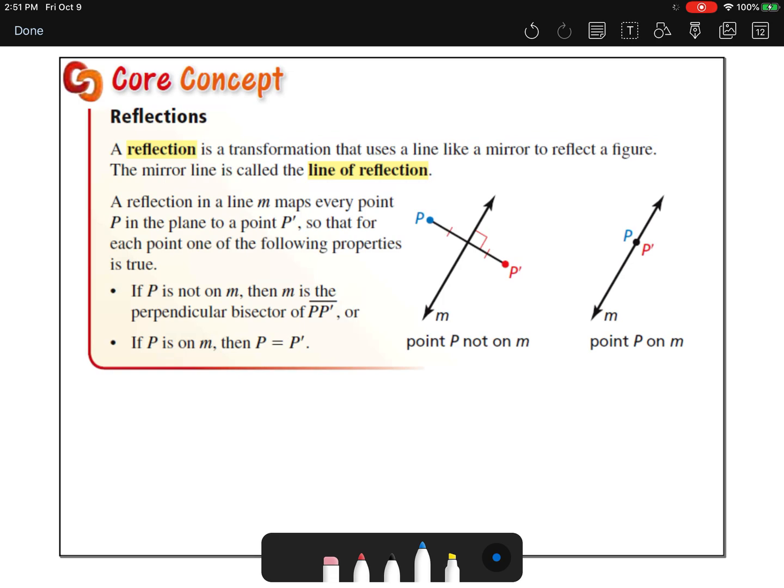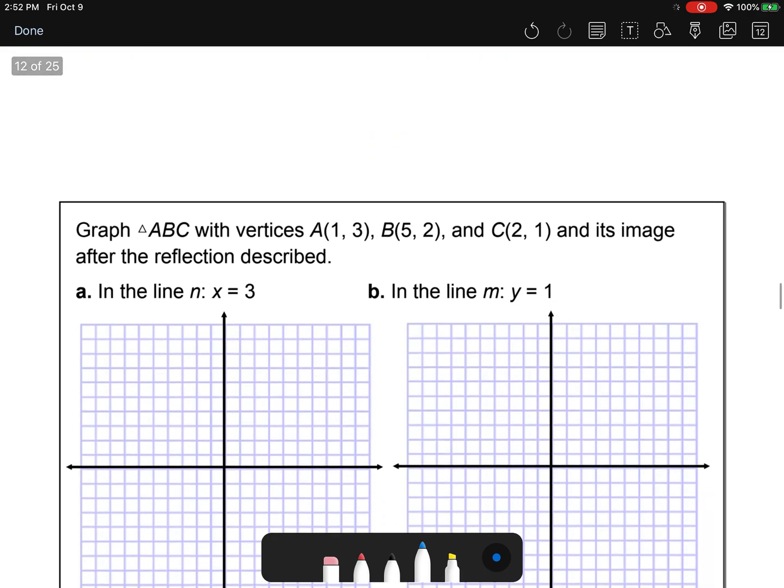Now, reflection, we simply have a reflection line. You're the same amount of distance away from the line, and distance is always measured perpendicular. So we always measure distance 90 degrees. So the line of reflection actually goes through the midpoint.